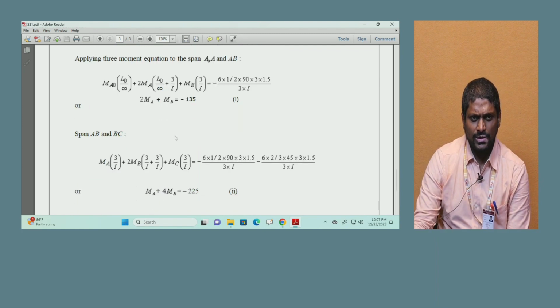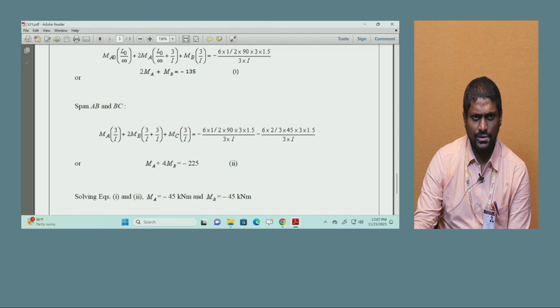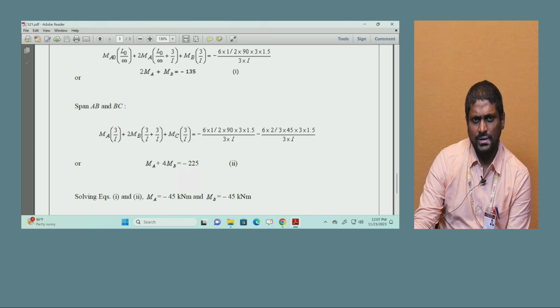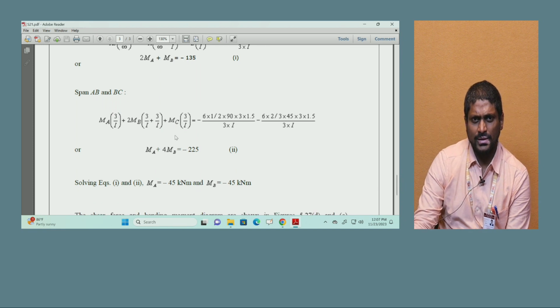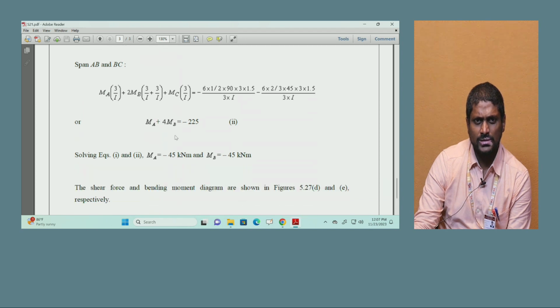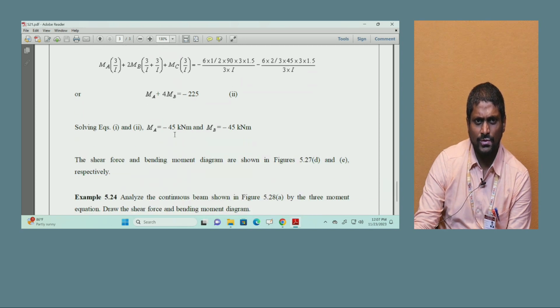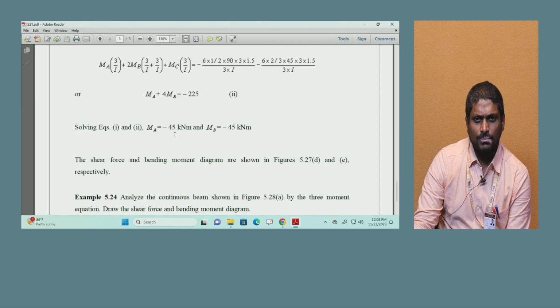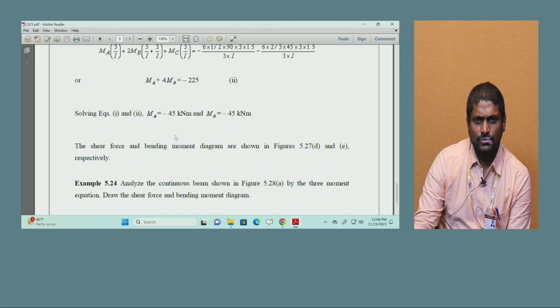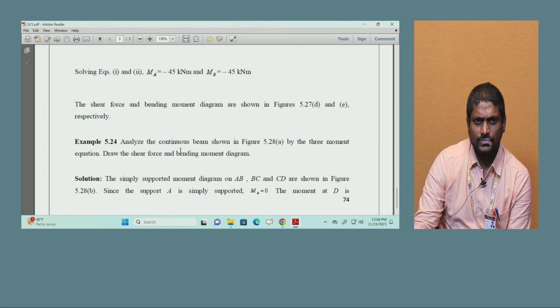Now for spans AB and BC: MA into 3 by I plus 2MB into 3 by I plus 3 by I plus MC into 3 by I equals minus 6 into 1 by 2 into 90 into 3 into 1.5 divided by 3I minus 6 into 2 by 3 into 45 into 3 into 1.5 divided by 3I. So MA plus 3MB equals minus 225. So MA equals minus 45 kilonewton meter and MB equals 45 kilonewton meter. The shear force and bending moment diagrams are like this.